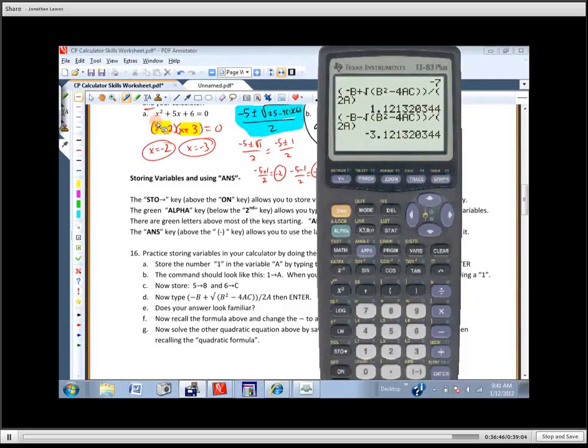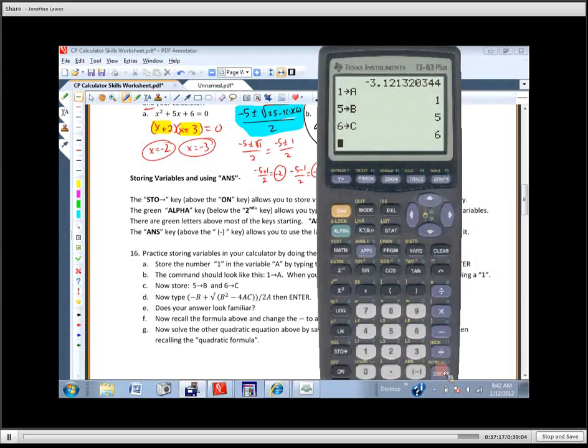So what's A on this problem right here? 1. What's B? 5. And this one? 6. So let's do this. Let's do 1 and store that in A. Let's do 5 and store that in B. And let's do, what do we got here? 6 and store that in C. Now, I've changed what A is and what B is and what C is on this calculator.